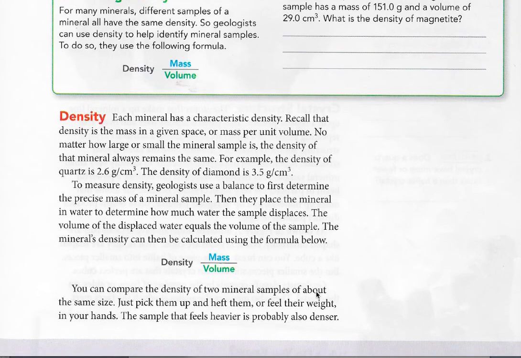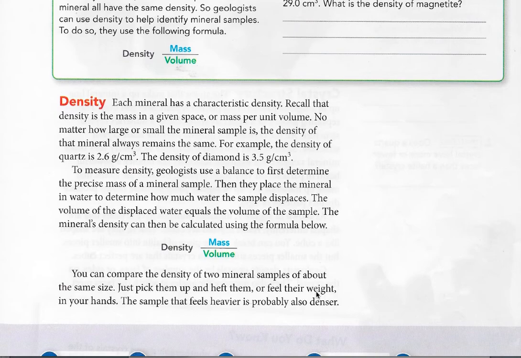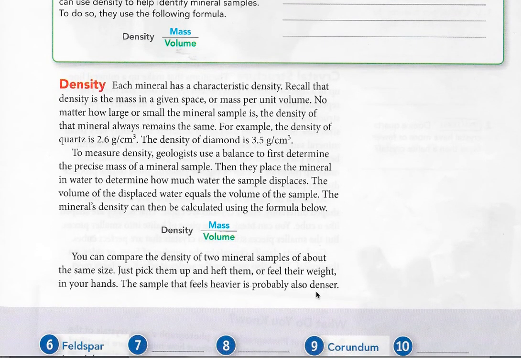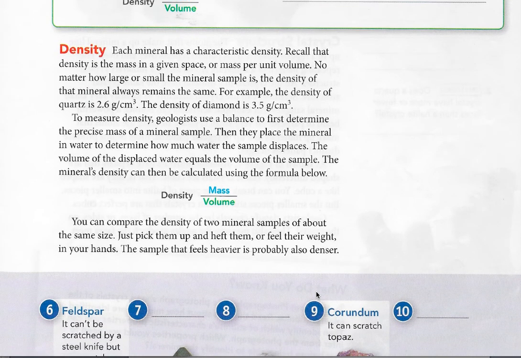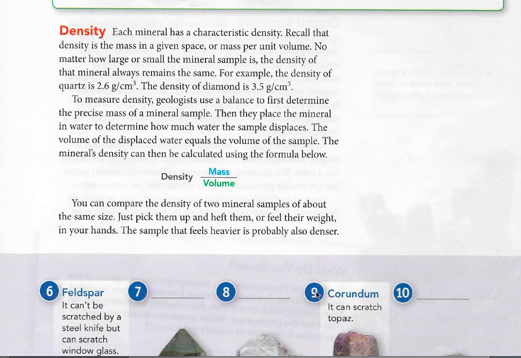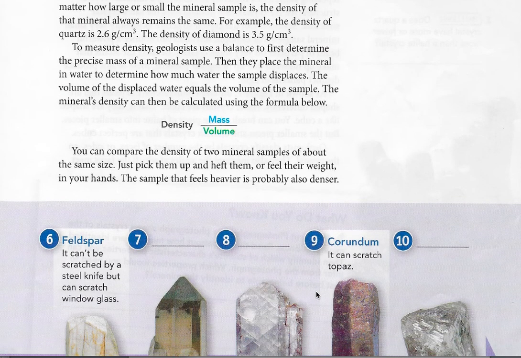To measure density, geologists use a balance to first determine the precise mass of a mineral sample. Then they place the mineral in water to determine how much water the sample displaces. The mineral's density can then be calculated using the following formula. Density equals mass divided by volume. You can compare the density of 2 mineral samples of about the same size. Just pick them up, heft them, or feel their weight in your hands. A sample that feels heavier is probably also denser.